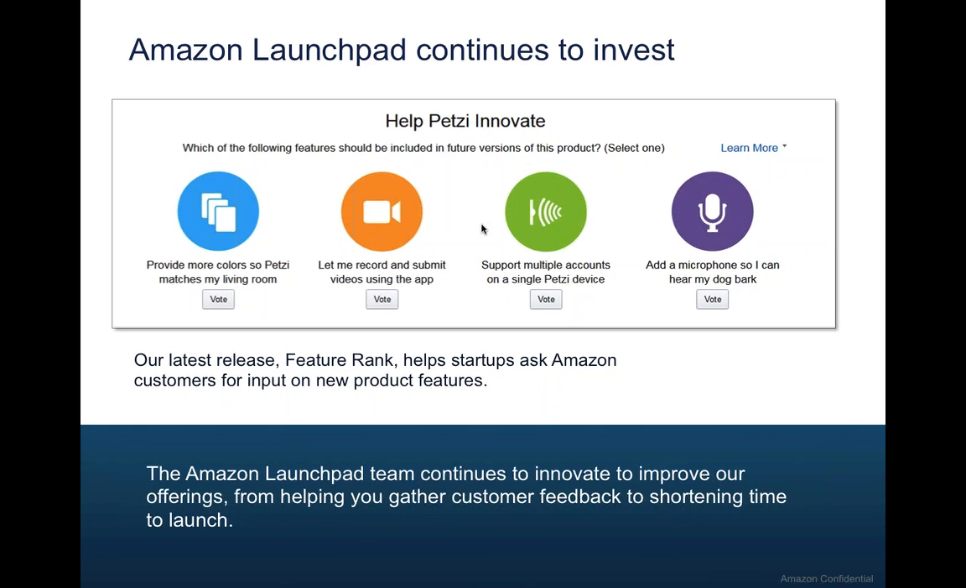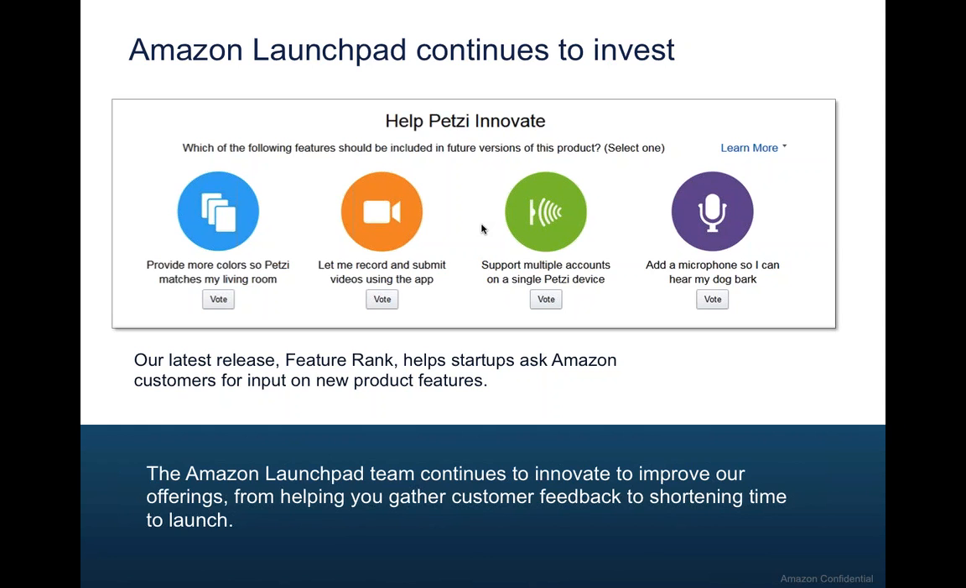What Feature Rank allows you as a vendor to do is publish directly on your listing the four or so features that you're possibly considering, or that you want to consider rolling into the next version of your product, and let Amazon visitors and customers actually vote on what they would be most interested in. So you see an example here of Petsy: provide more colors so Petsy can match my living room, support multiple accounts, all of these different things. And individuals visiting the page are able to vote on which one they would find the most valuable in a Petsy product.